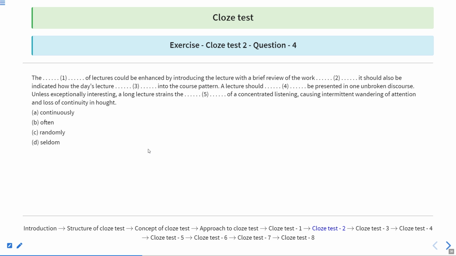Next, a lecture should dash be presented in one broken discourse. So we have to find the particular word here in place of 4. Is it continuously, often, randomly, or seldom? You have to choose one of them. Please try. Then we will look at the correct answer.